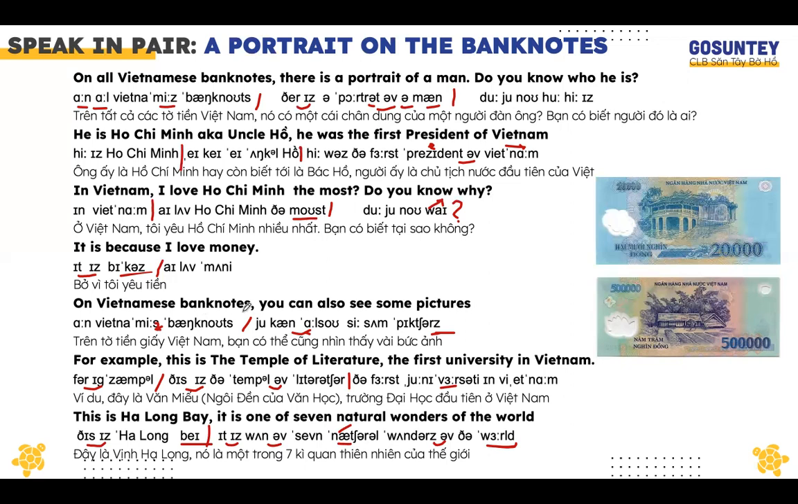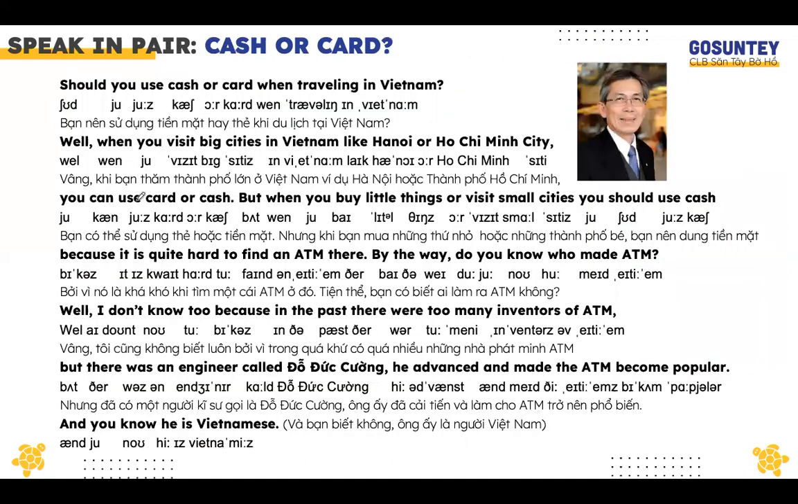On Vietnamese banknotes, you can also see some pictures. For example, this is the Temple of Literature, the first university in Vietnam. This is Ha Long Bay. It is one of seven natural wonders of the world. Oh, is that all right?